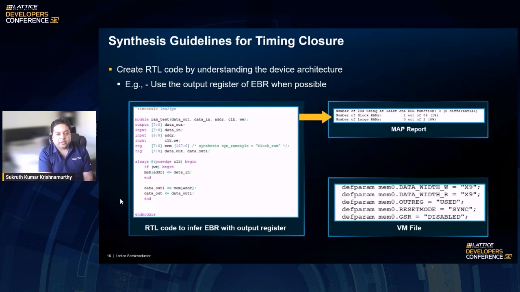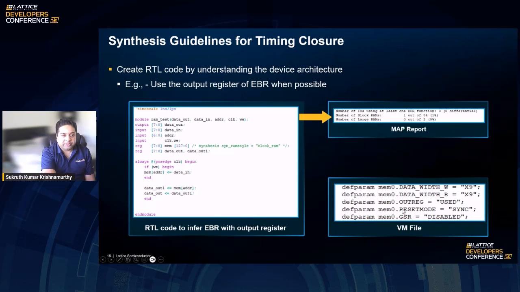One of the most important things to achieve timing closure is the RTL coding. You need to always create RTL code by understanding the device architecture instead of just trying to meet the functionality of the required design. In this example, make sure that you use the output register of an EBR whenever possible to meet timing.